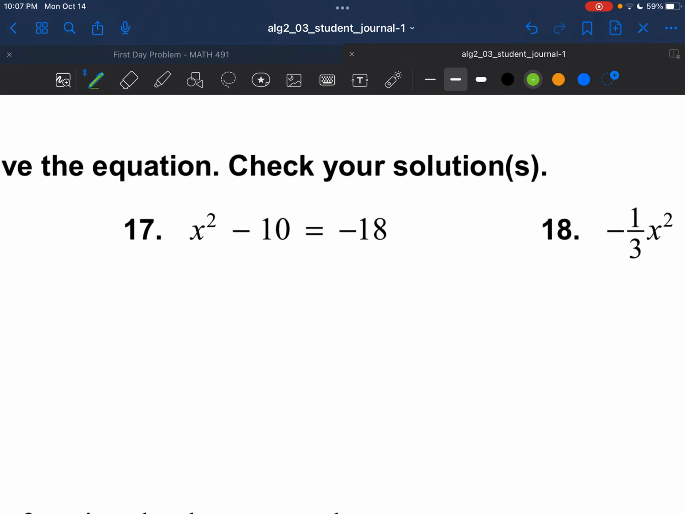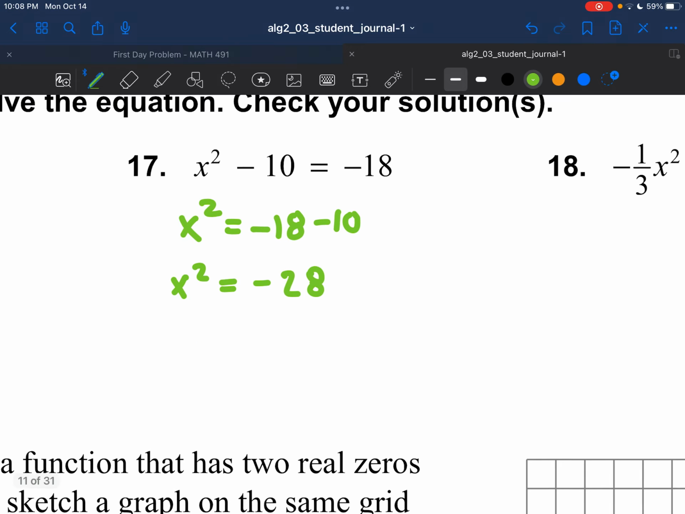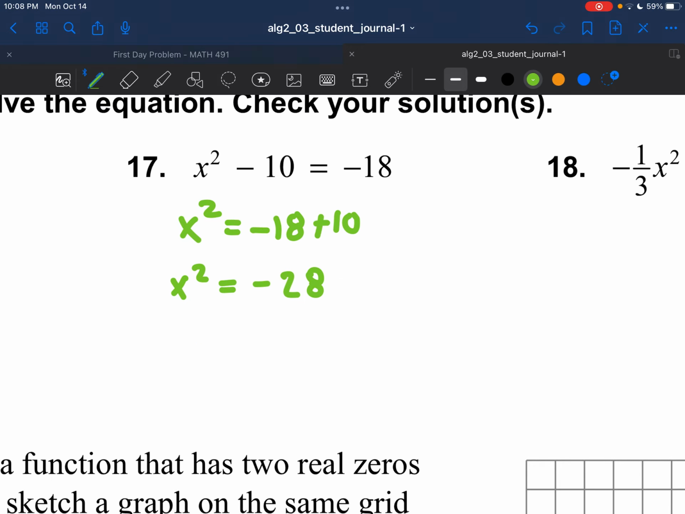Just like that. Okay, we're going to do the same thing. I want plus or minuses for all of these here. Add 18, so we have x squared minus 10 plus 18. I'm actually going to do this the other way now that I see that the 10's not connected to anything. So x squared equals negative 18 plus 10. So x squared equals negative 8.